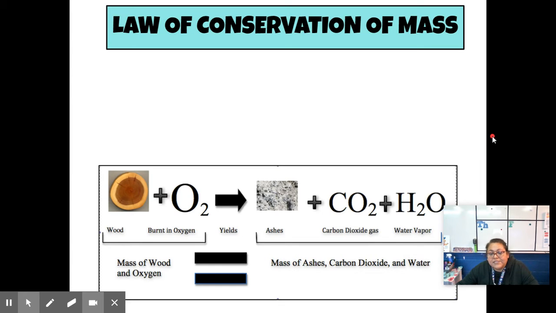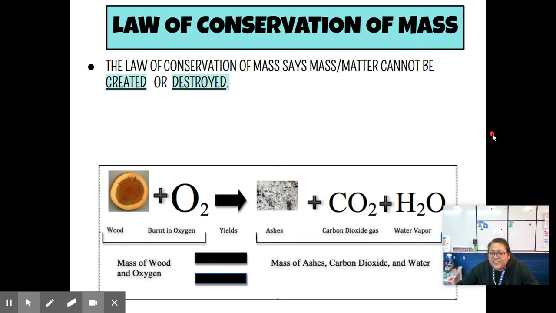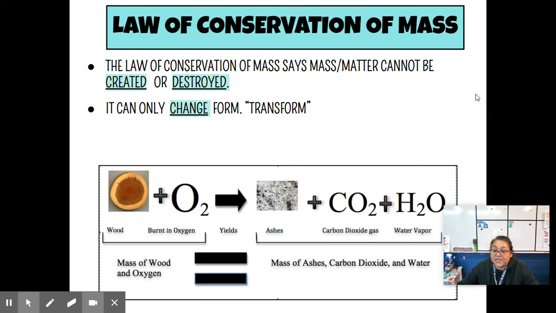Let's keep going in the notes. The law of conservation of mass says mass or matter or energy, all those words can be interchanged because it's all the same. Mass, matter cannot be created or destroyed. It can only change or transform into a new substance or into light energy, sound energy, but it exists in the universe somewhere. It doesn't just go away.